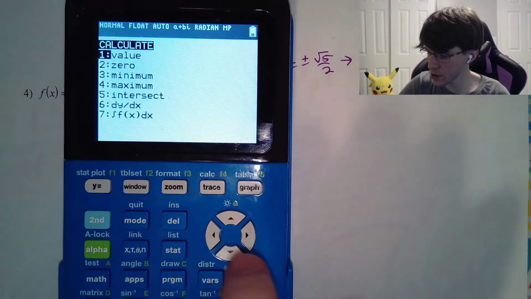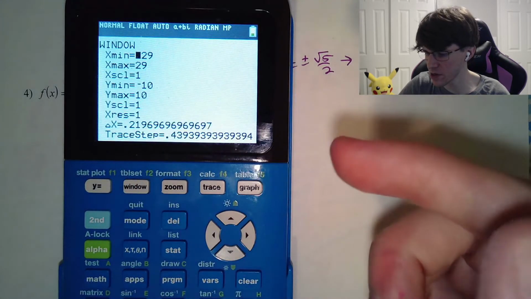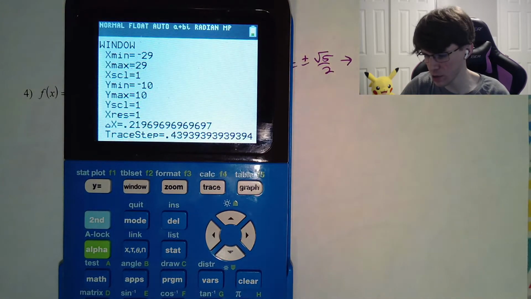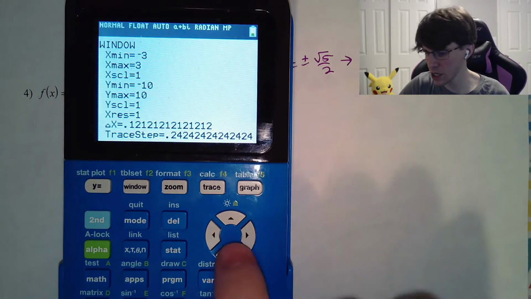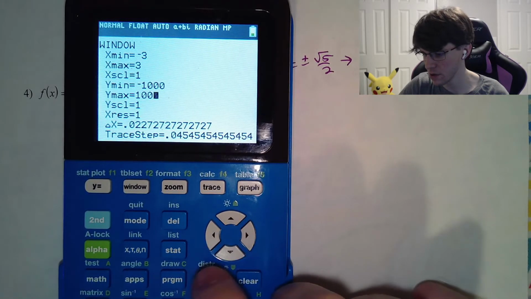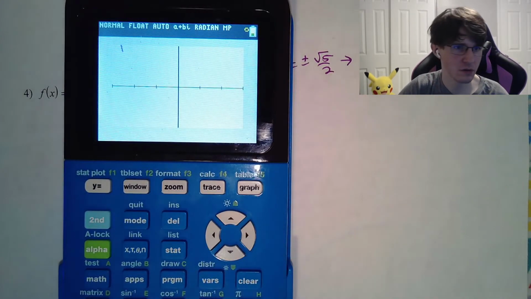All right, well, let's go ahead and... oh, by the way, if you want to make this show up a little bit prettier, we obviously don't need this negative 29 and 29. We can make it much smaller. Change it to negative 3 to 3, and then change your y values to be much larger. Change it to like 1,000. It'll probably show up a lot prettier. Look at that. Look at this beautiful line now.